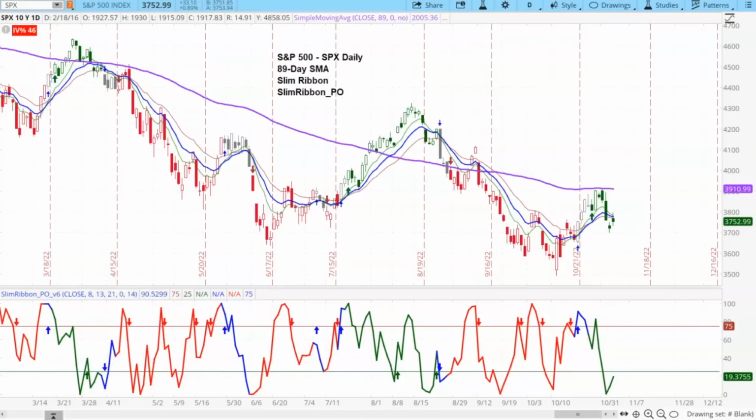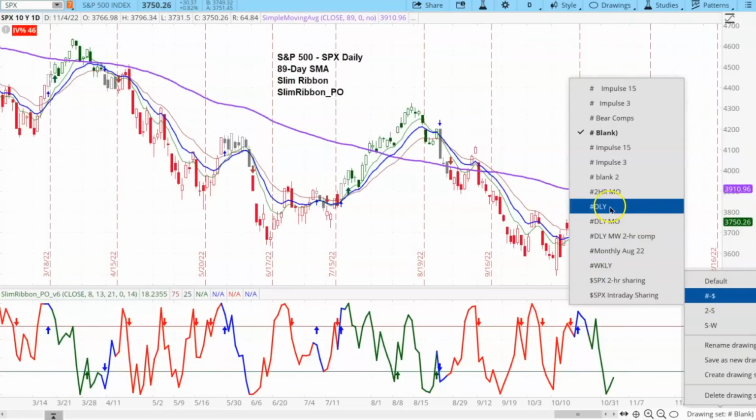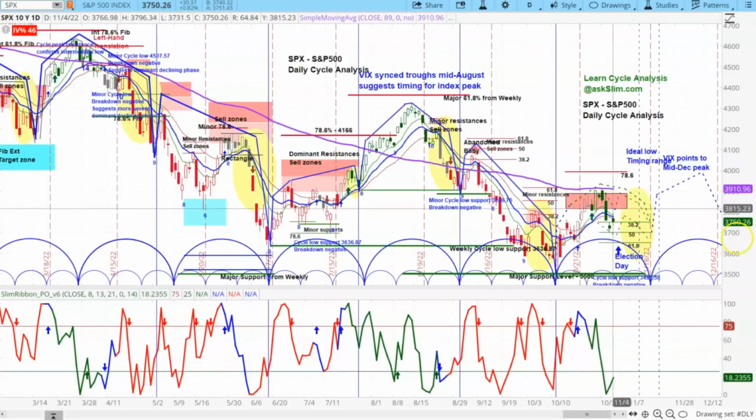So what I want to do now is change this. I want to bring in our analysis that is cycle analysis. And I'm going to switch over to our daily chart and bring in our cycle analysis. And all of a sudden, this just pops out with all of our artistic work on here.